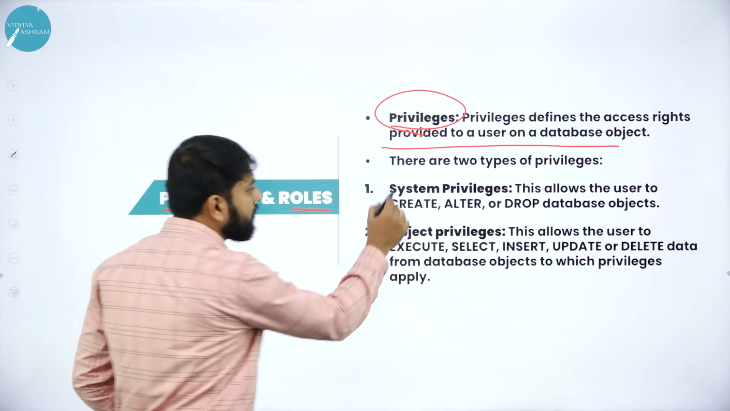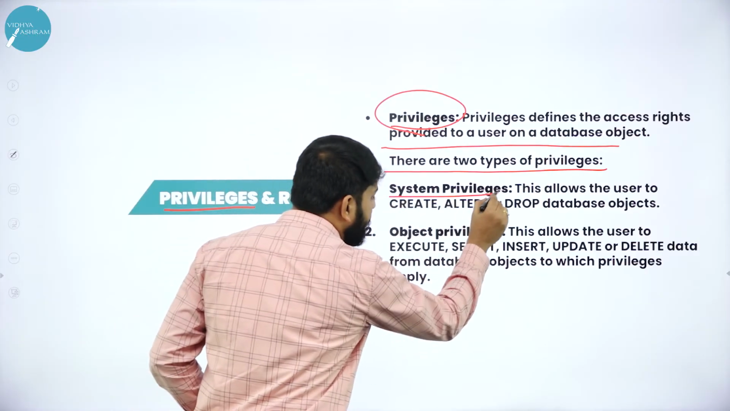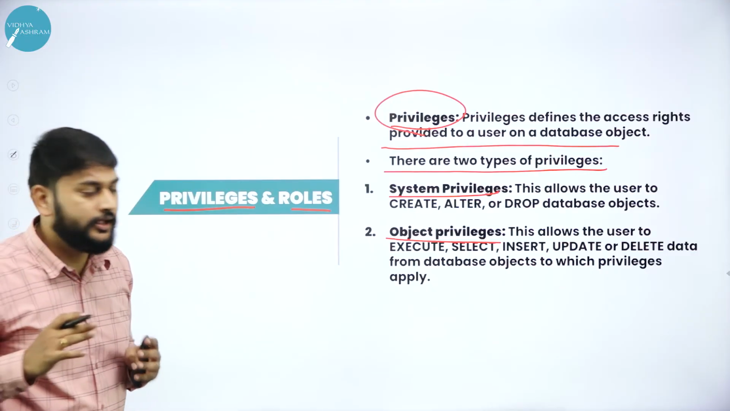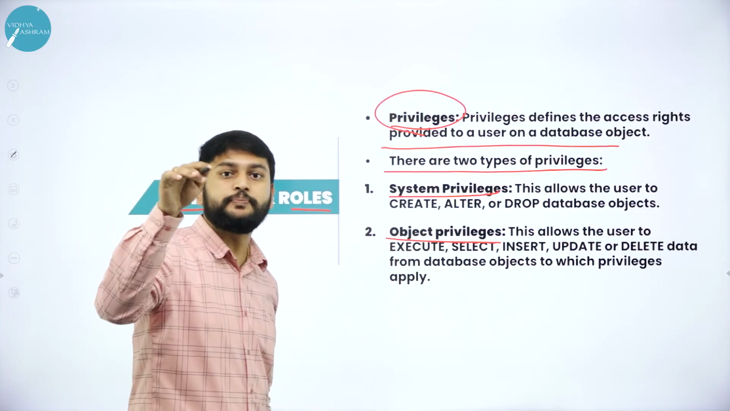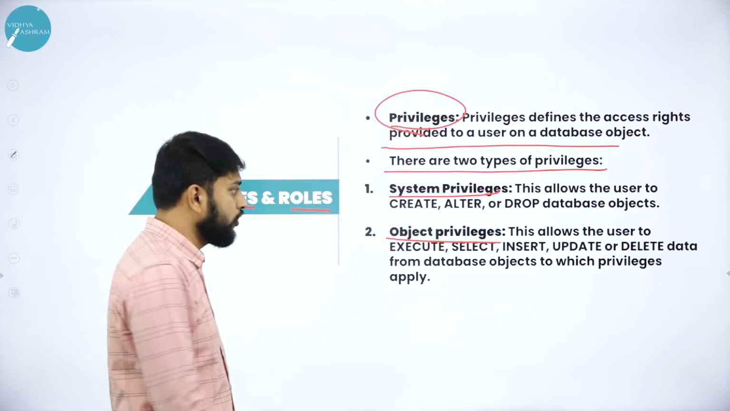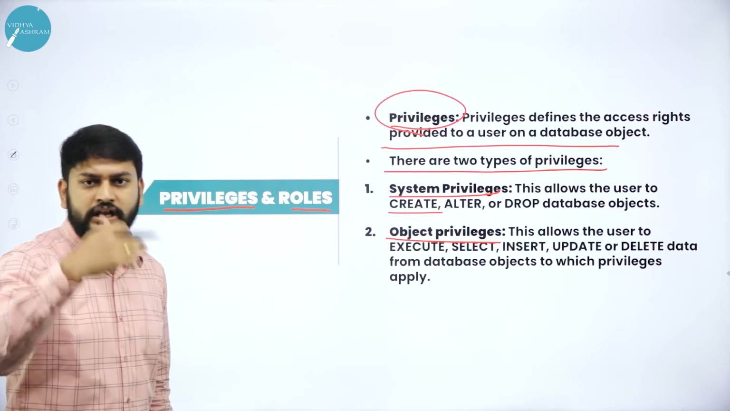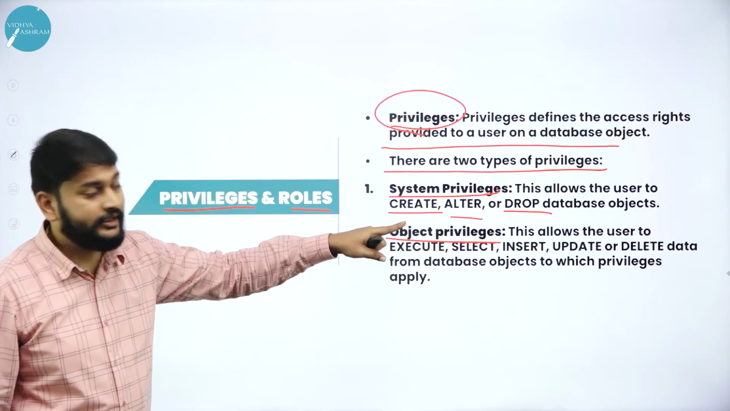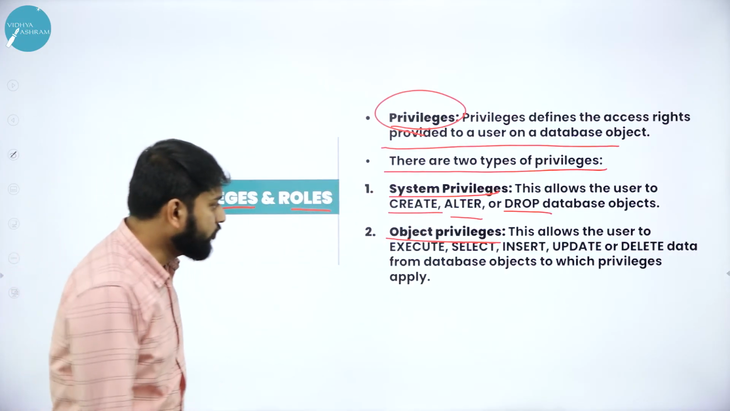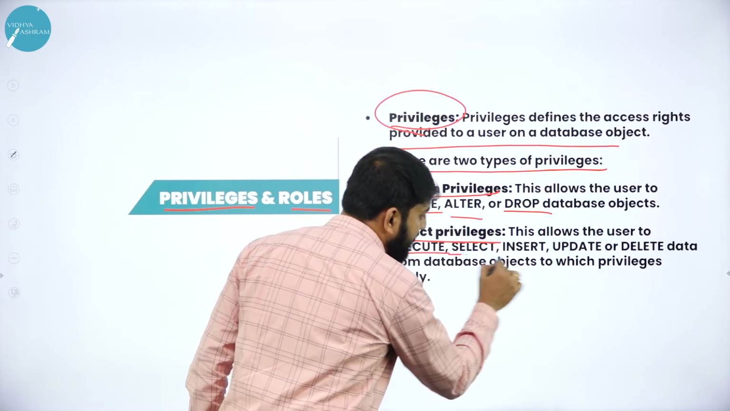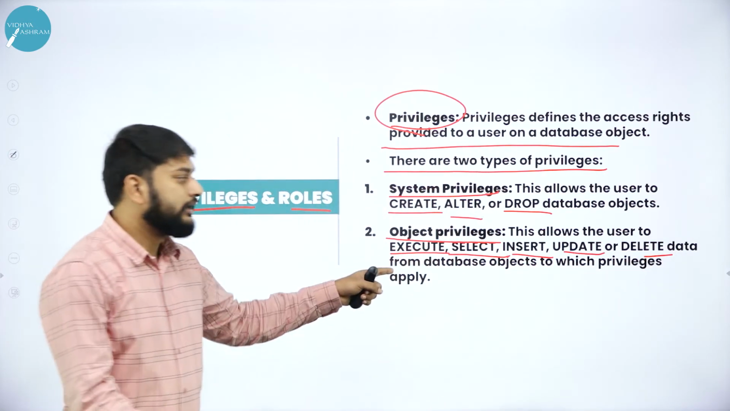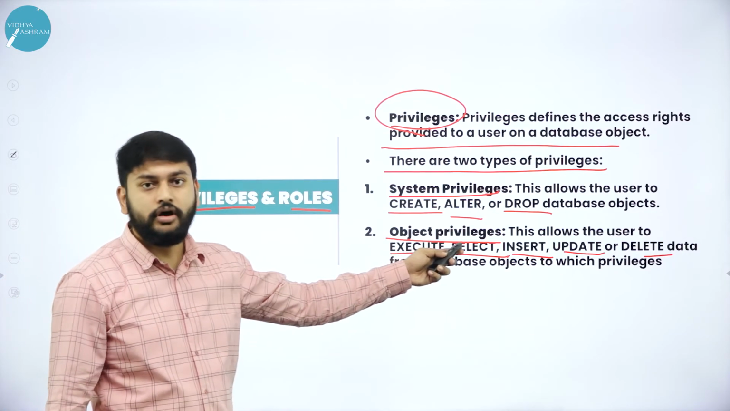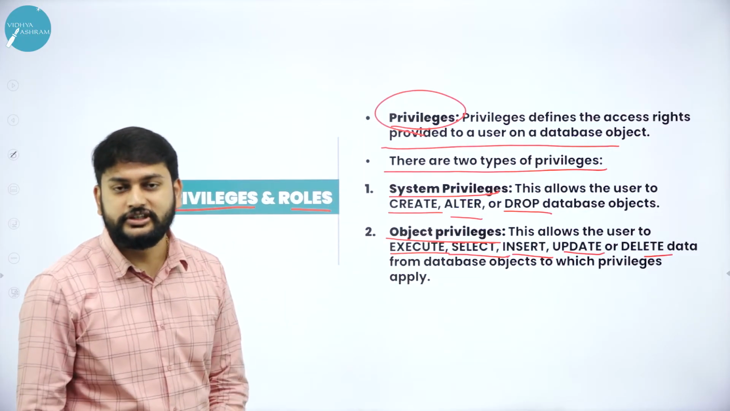There are two types of privilege: system privilege and object privilege. In the system privilege, if I give you the system privilege, what all can you do? You can create anything, table, view, whatever you want, you can create, alter, drop the database objects when I give you the system privilege. But when I give you the object privilege, please understand, you can execute, select, insert, update or delete the data from the database object, is what you need to remember. So guys, this is all about the different privileges and roles that you need to understand.